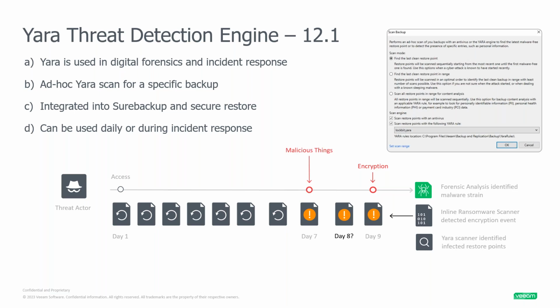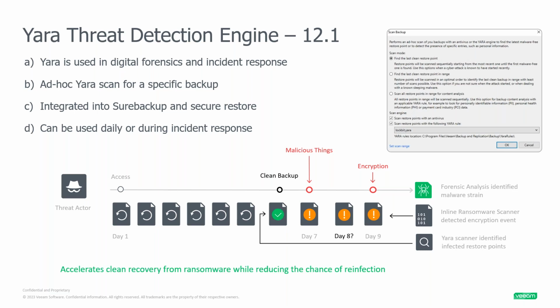And then, of course, we look back at all the restore points that are not clean, or clean, depending on how you look at it. In this situation, the last clean backup restore point that we look at is before day 7. Why? Because day 7 is the encryption done by the threat actor, who continues to do this for the entire duration of days that you look at. We want to help customers accelerate any clean recovery from ransomware while reducing the chance of any reinfection.